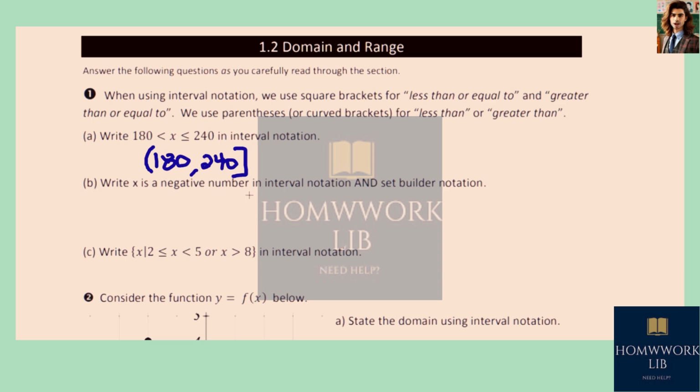X as a negative number in interval notation would be from negative infinity to 0 not included. Those would all be the negative numbers. In set builder notation would be for all x such that x is less than 0. We're not including it in either case because 0 is not negative.